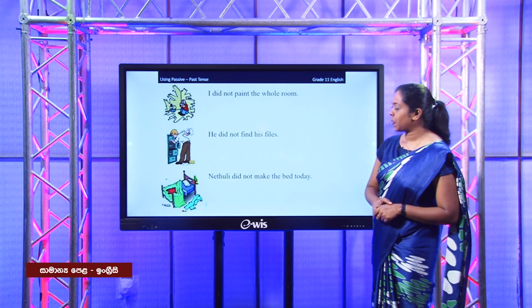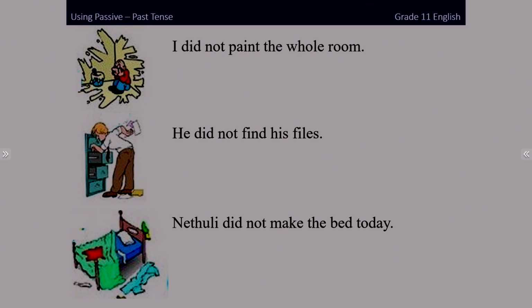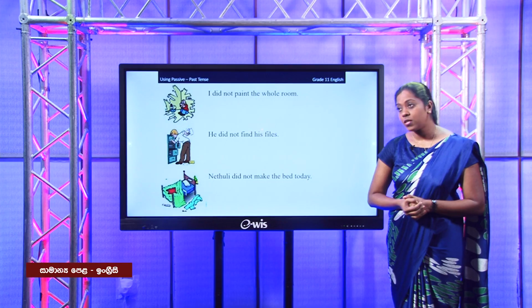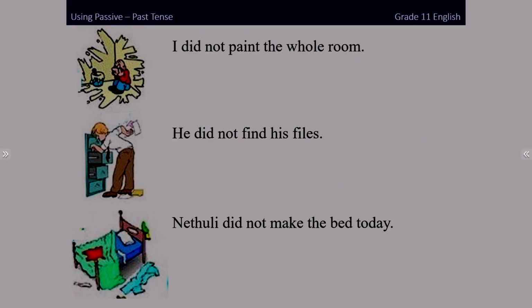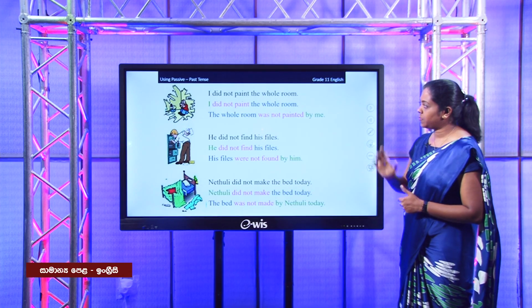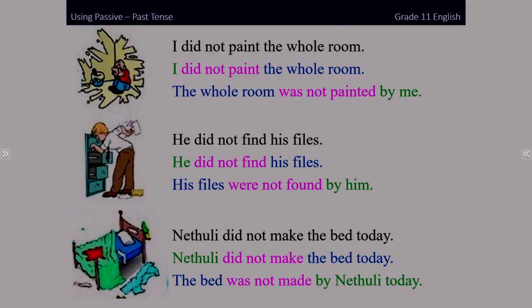Activity. Once again, I have given you some negative statements and I am going to give you some time. See whether you can write the answers. Use the technique, identify the subject, verb and object. Once you identify that, your task is going to be really easy. It's just a matter of changing the subject object position and also focusing on the verb. See whether you have this in your sheet. I did not paint the whole room.